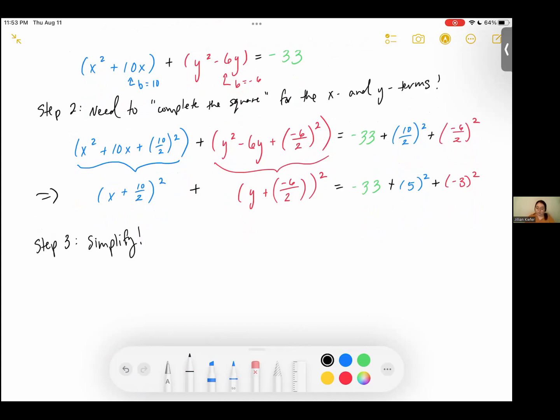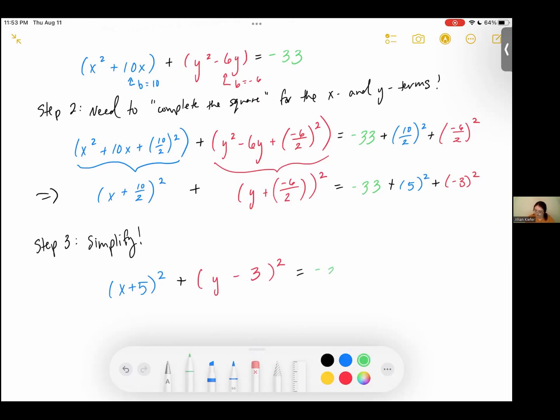So we have x plus 10 over 2 squared. We know what 10 over 2 is. 10 over 2 is 5. So we've got x plus 5 squared plus, then we have y plus negative 6 over 2. Negative 6 over 2 is negative 3. So we'd have y plus negative 3 squared. If we have y plus negative 3, that's the same thing as saying minus 3. So if you like a specific way better, you can always choose to write it another way. But we can just simplify that to be y minus 3 squared instead.